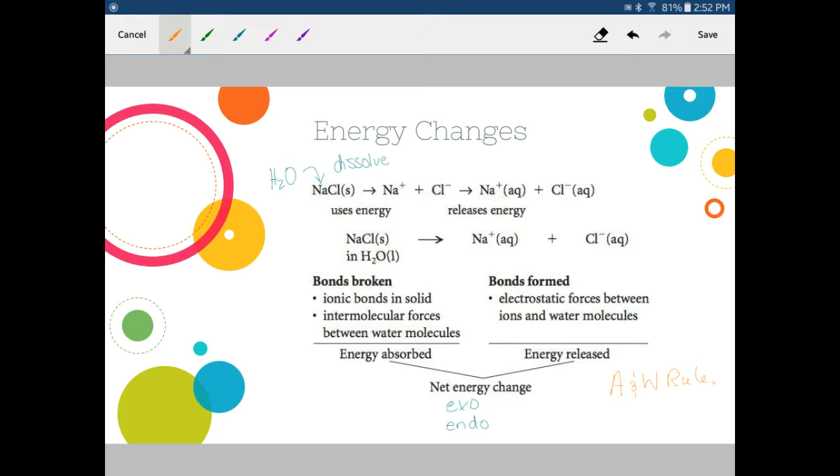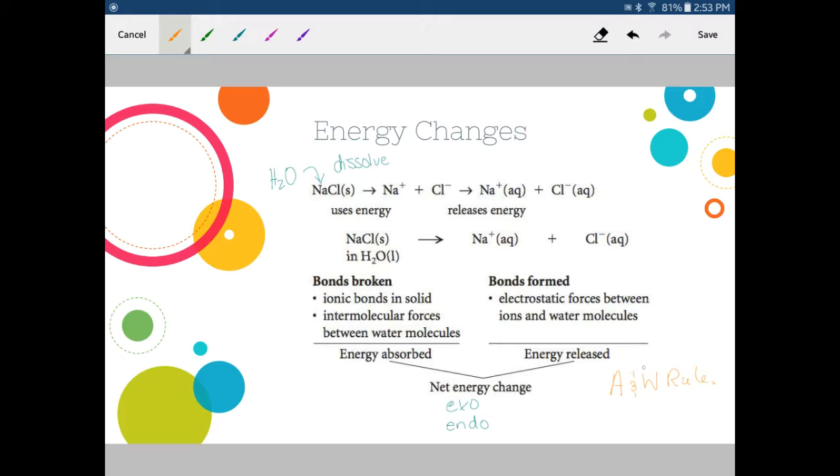Now, I like A and W because, I mean, it's a restaurant chain, right? But I like to remember A and W because if you add the acid to the water gradually, you will get a more controlled exothermic reaction. If you add water to acid, depending on the strength of your acid, you can cause some spattering due to the exothermic reaction, which can be very dangerous.